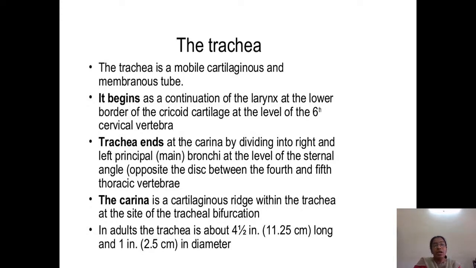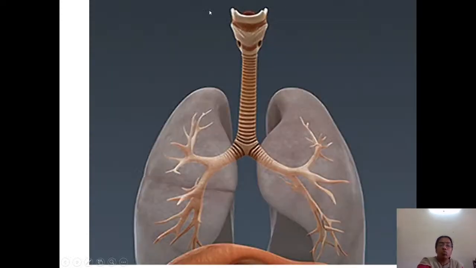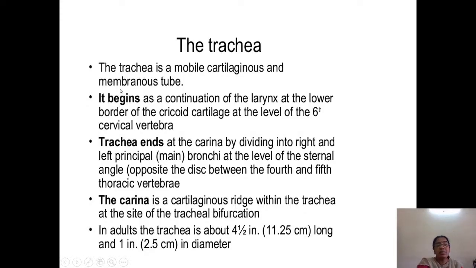But coming to the trachea, don't say it is muscular. It is a cartilaginous and membranous tube. What we are saying is that it is made up of some cartilage and it also has a membrane. So membrane and muscle are also there, and cartilage is present. So it is a cartilaginous and membranous tube.